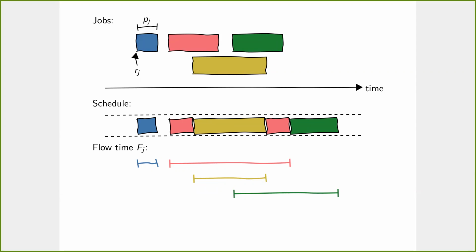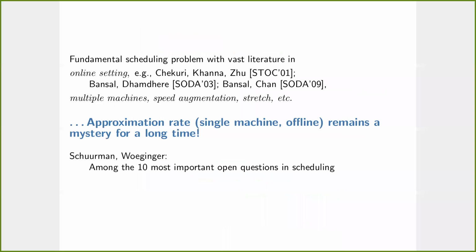And since there have to be some trade-offs between the jobs, one very popular way is to formalize the objective as the weighted sum of flow times. So each job has, in addition, a given weight, which describes how important it is. And we just minimize the sum over all jobs of the weight of the job multiplied by its flow time. So this is a very basic problem, but it has a long history.